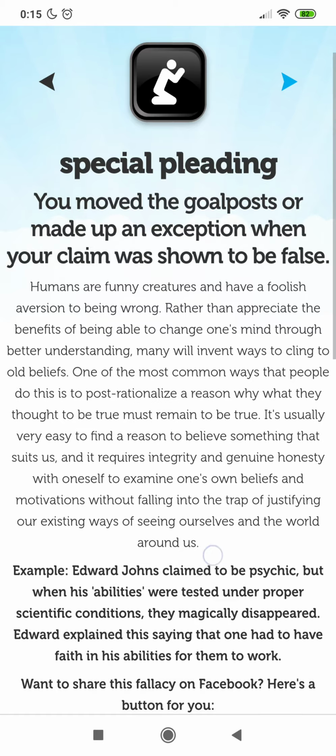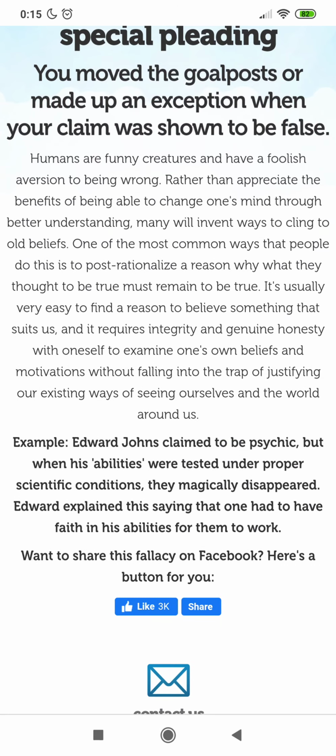Example: Edward Jones claimed to be a psychic, but when his abilities were tested under proper scientific conditions, they magically disappeared. Edward explained this, saying that one had to have faith in his ability for them to work.